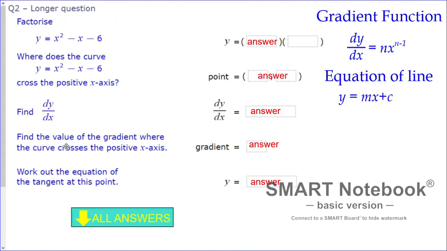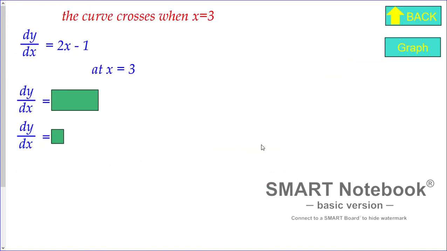The second last one is find the value of the gradient where the curve crosses the x-axis. Let's find that point. So, we have found the gradient function. The gradient function gives us the gradient at any point in x. At x equals 3, we can find the gradient. We simply substitute x equals 3 into the gradient function, and voila, you get the gradient. 2 times 3 is 6 minus 1 is 5. That's the gradient at x equals 3. Okay?